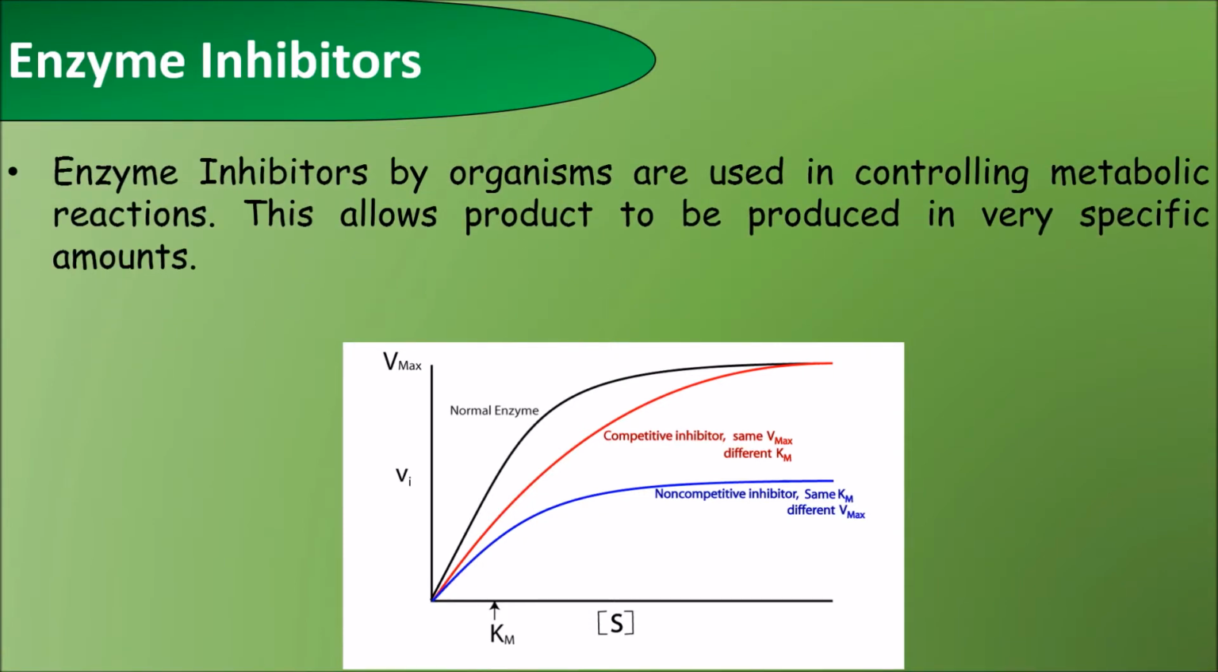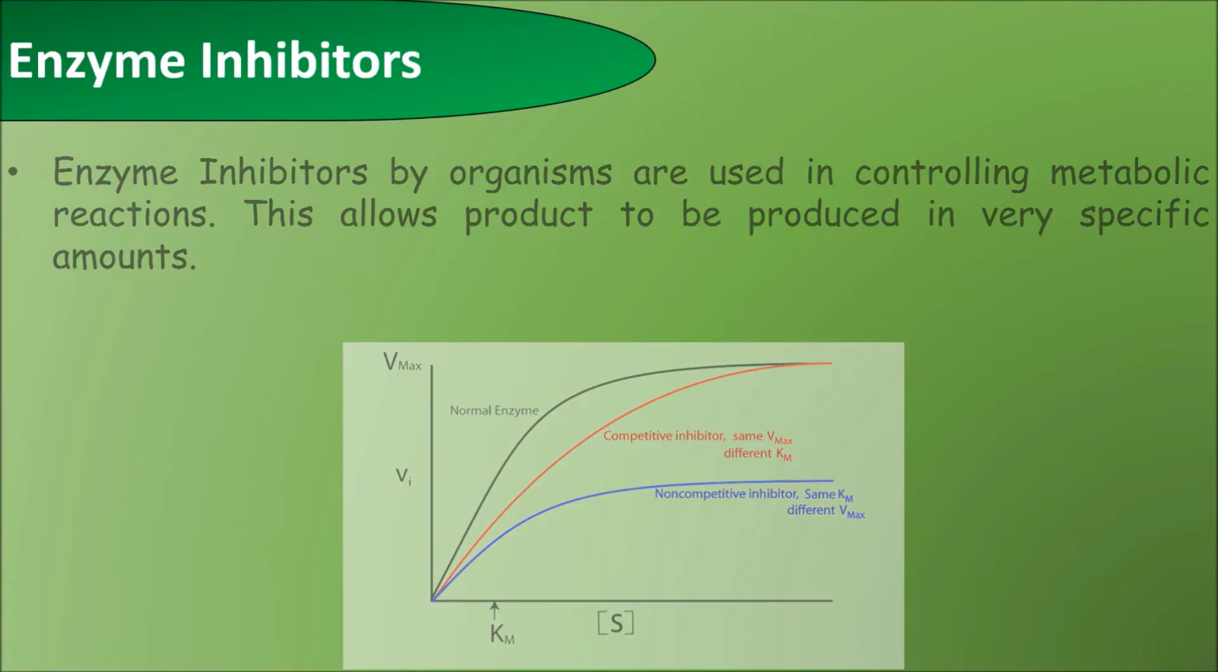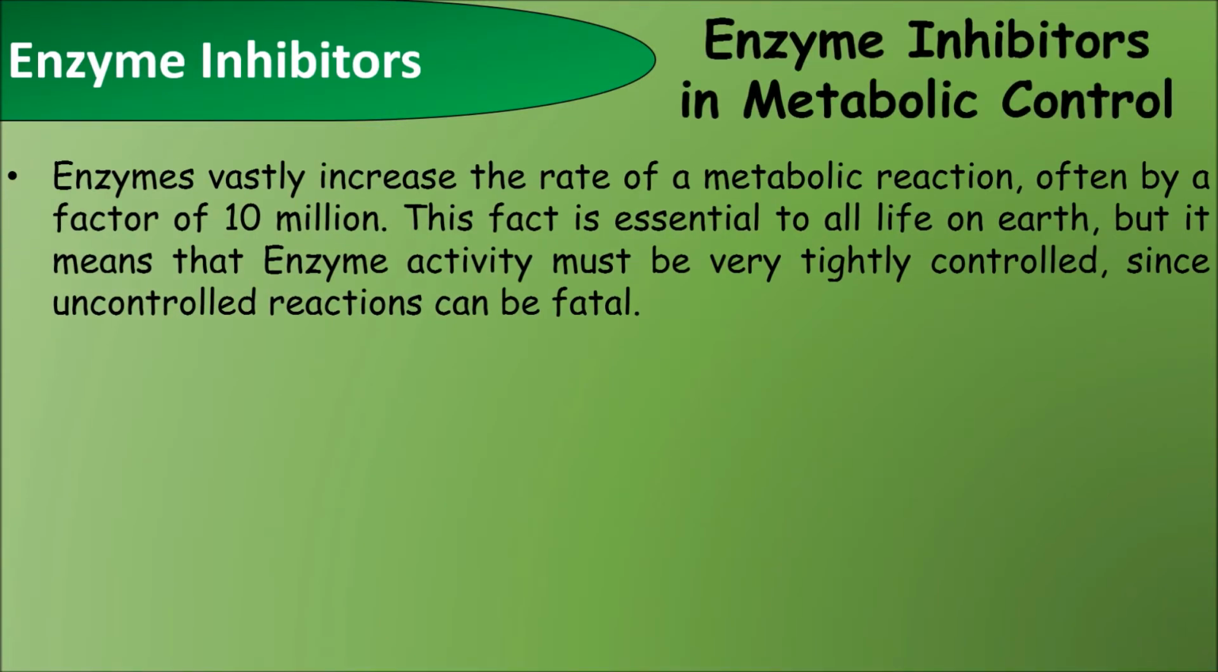Enzyme inhibitors are used by organisms in controlling metabolic reactions. This allows product to be produced in a very specific way and in very specific amounts. Enzymes vastly increase the rate of a metabolic reaction, often by a factor of up to 10 million. This fact is essential for all life on Earth, but it means that enzyme activity must be tightly controlled, since uncontrolled reactions can be fatal.